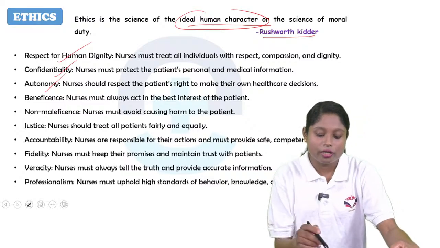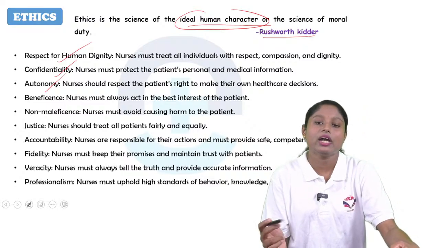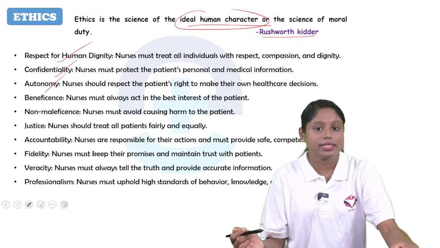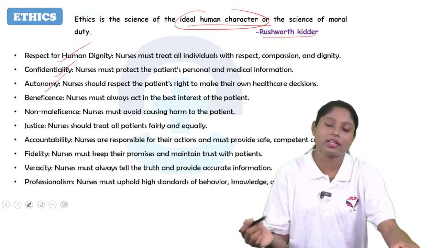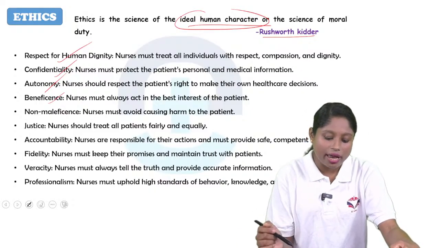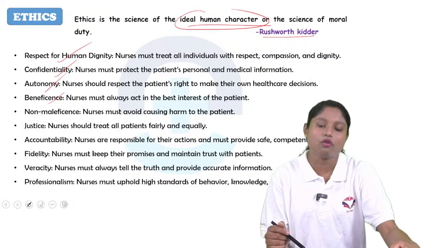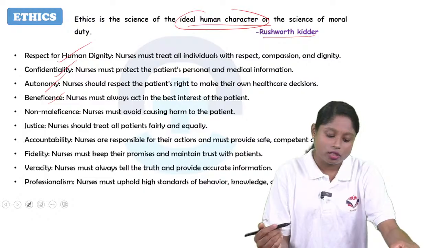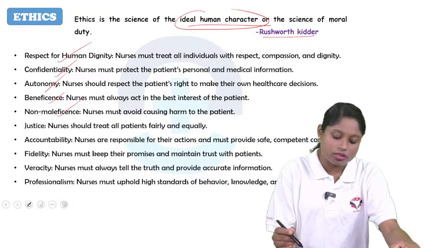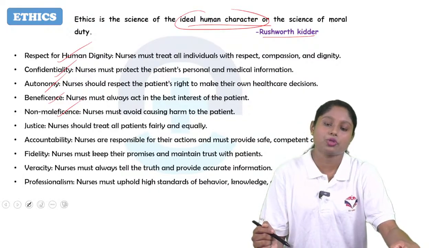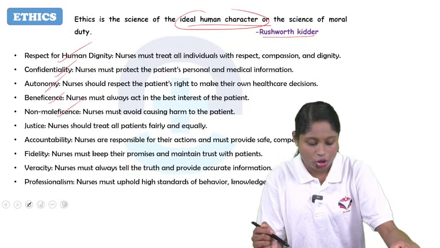Autonomy. Nurses should respect the patient's right to make their own decisions. They are individuals and have the right to make decisions, so as a nurse, you should respect that. That is autonomy. Beneficence. Nurses must always act in the best interest of patients, so the care you give should benefit the patient. Non-maleficence. Nurses must avoid causing harm to the patient, so you are not supposed to cause harm to a patient.